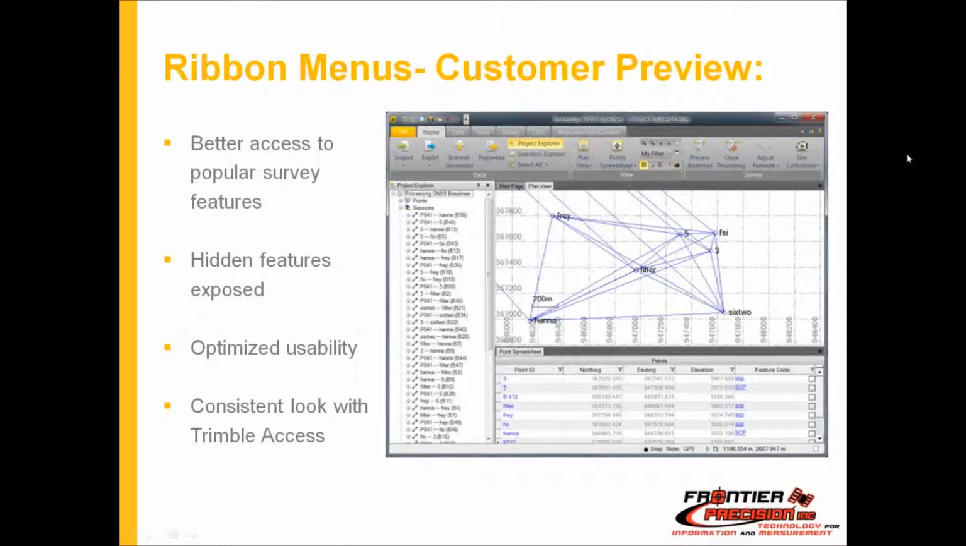As you can see, it gives you better access to popular survey features. It has this tabbed view, similar to, say, Civil 3D or even a Microsoft Office type ribbon style. Some of the hidden features that were harder to find in the classic view are a little bit easier to find in the new view, a little bit more accessible. Optimized usability, meaning we can customize this quick launch bar and these ribbons to contain what we wish as far as tools. And then lastly, it gives you a more consistent look with Trimble Access with the icons and the coloring and things like that.